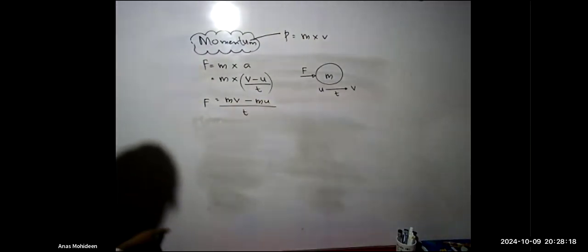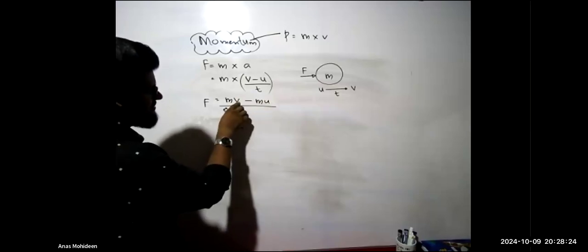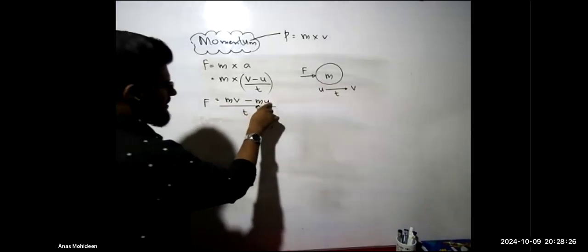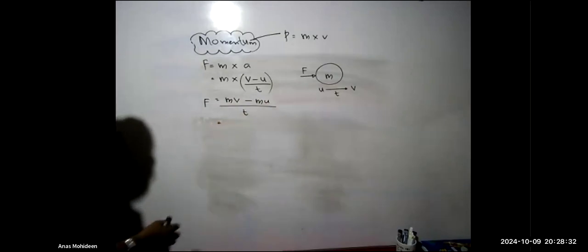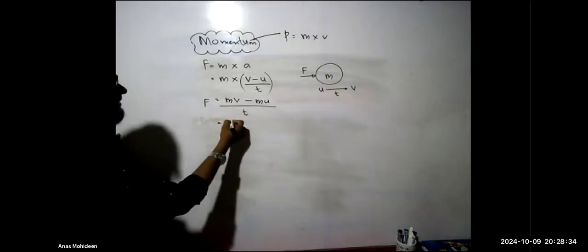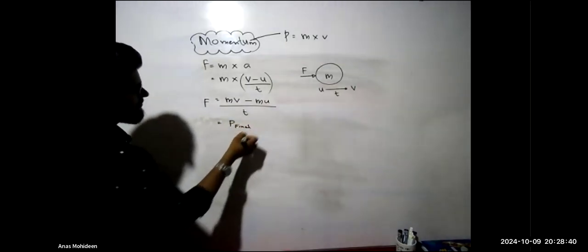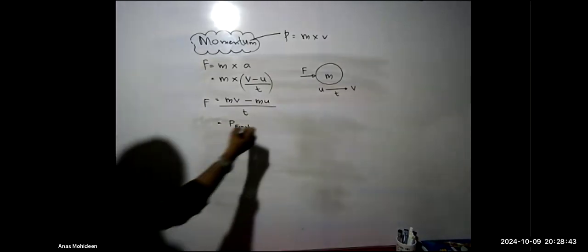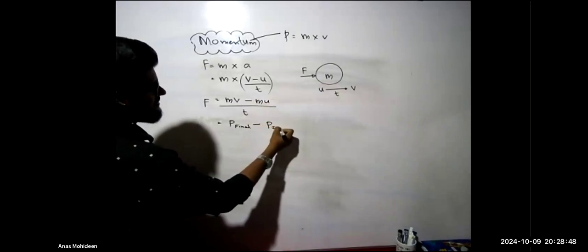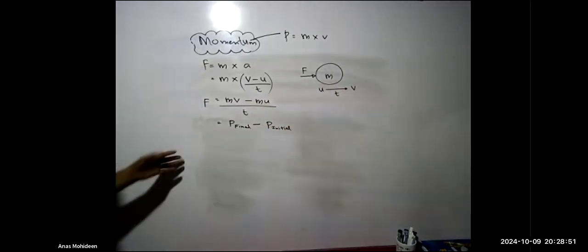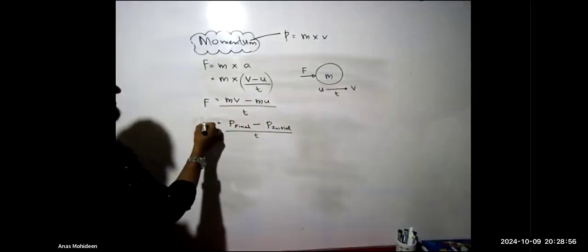So what is the meaning of that? If you consider two velocities, one final and one initial, the final velocity gives rise to final momentum, and the initial velocity gives initial momentum. So mv I take as final momentum, minus mu I take as initial momentum. That means P2 minus P1. And now I am dividing by the time taken and this becomes the force.